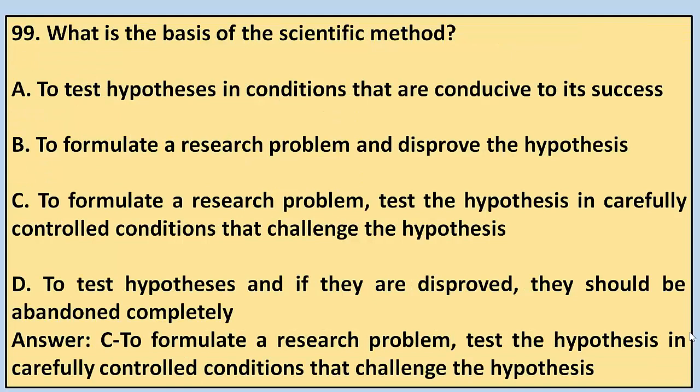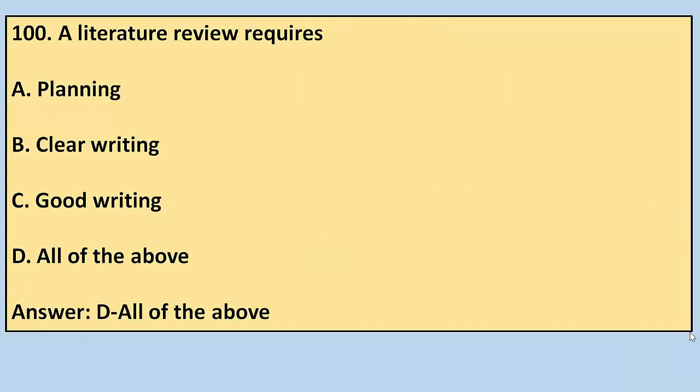What is the basis of the scientific method? To test the hypothesis in conditions that are conducive to its success; to formulate the research problem and disprove the hypothesis; to formulate the research problem and test the hypothesis in carefully controlled conditions that challenge the hypothesis; or to test the hypothesis and, if disproved, abandon it completely. Answer is C. To formulate the research problem and test the hypothesis in carefully controlled conditions that challenge the hypothesis.